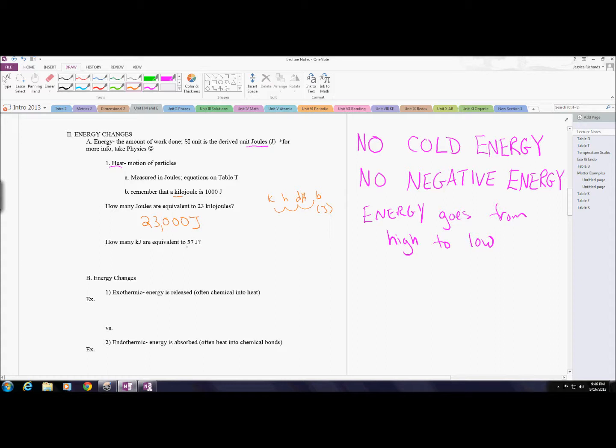If you want to go from joules to kilojoules, how many kilojoules are equivalent to 57 joules? We're going 1, 2, 3 places to the left. So this time you're going to have 0.057 kilojoules. Now, a lot of times I'll put that extra 0 in the front so you can see where the decimal place is.